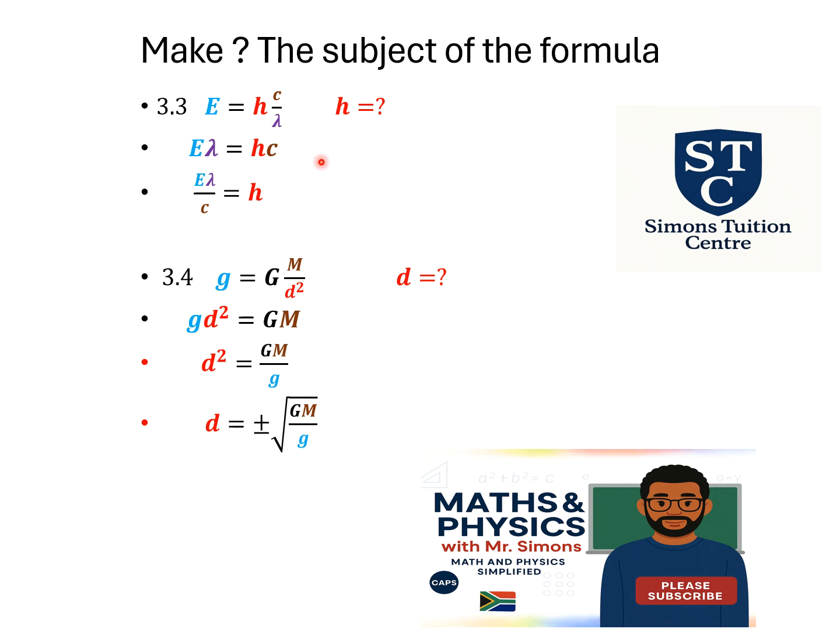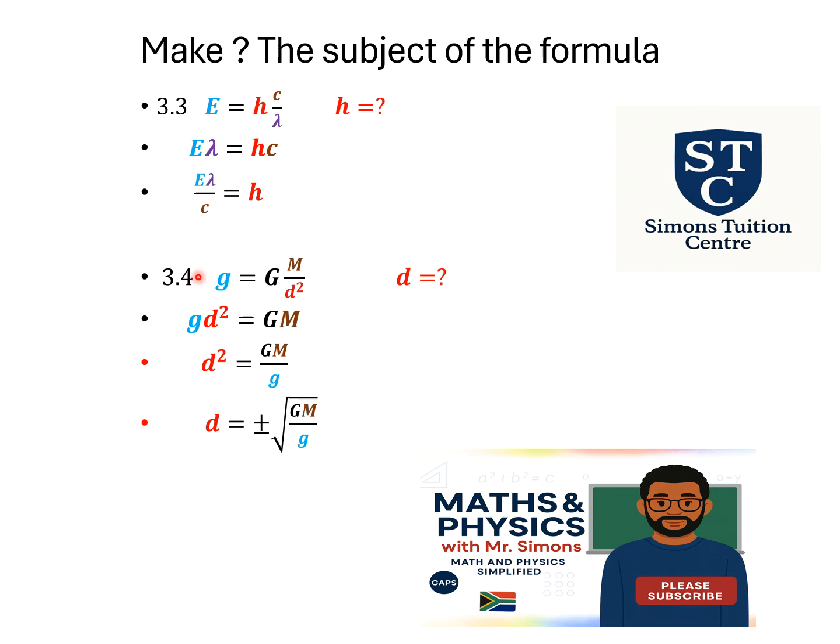So again, first we need to get rid of whatever is attached to h. So I have c over lambda. To get rid of division, you're going to use multiplication. So there, that becomes e times lambda equals h times c. To get rid of c, I'm going to divide both sides by c. So that's hc divided by c, which gives me h. E times lambda divided by c. So h equals e times lambda over c.